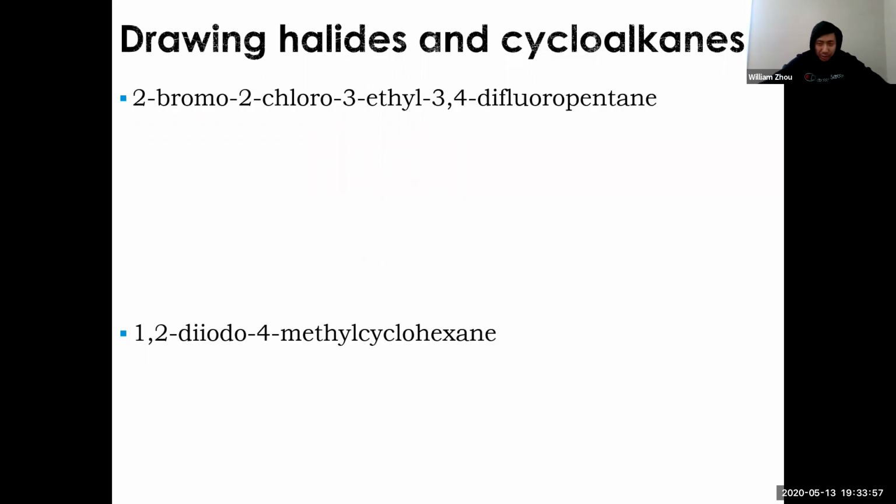Okay, so this one, 2 bromo, 2 chloro, 3 ethyl, 3, 4 difluoropentane. You might think this sounds difficult, okay? The trick is you start from the end. Draw the pentane first and then just find all the branches, put them on the parent. So I'll give you 2 minutes, finish these 2, and then we should be finished.